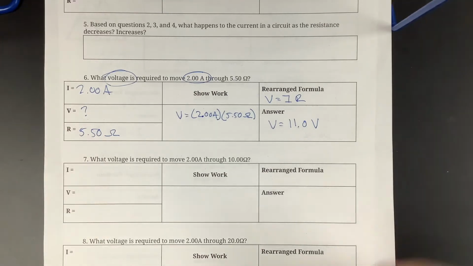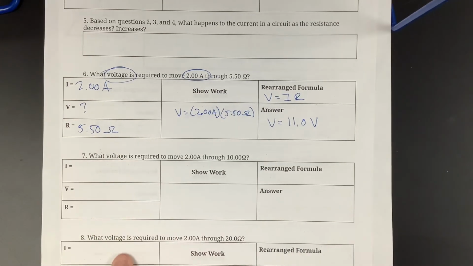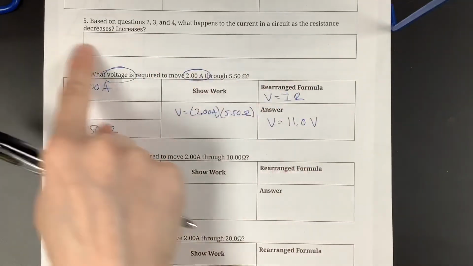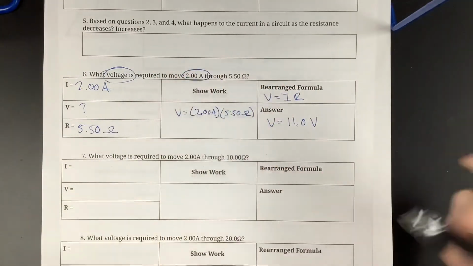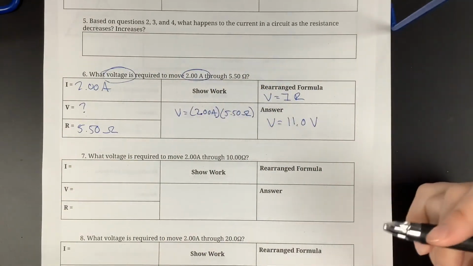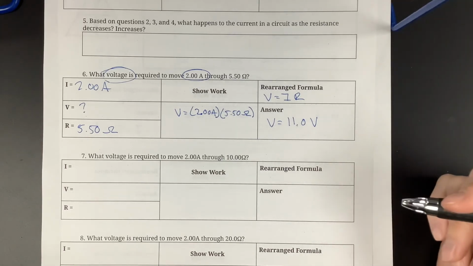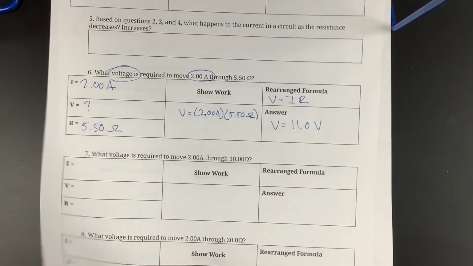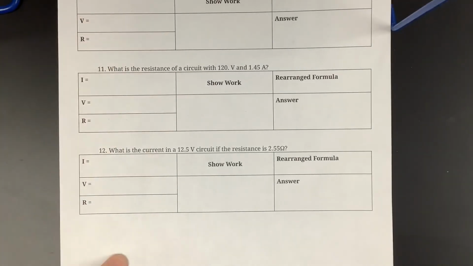So there's 2 of them. The rest of them you're solving again for voltage. Make sure you're answering these questions too about comparing: if we see these sorts of trends in current or in voltage or in resistance, what's happening to the other variables? And then we've got questions about resistance here.